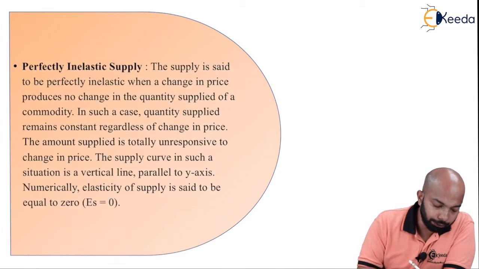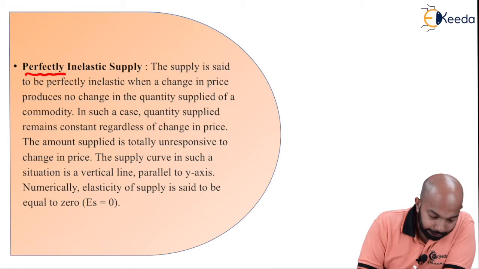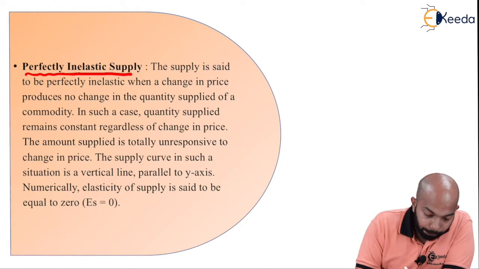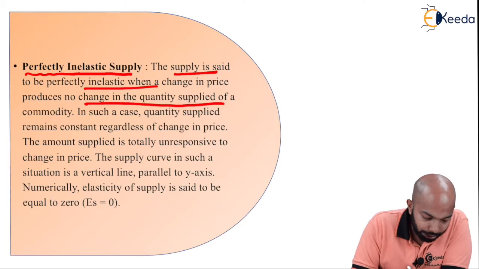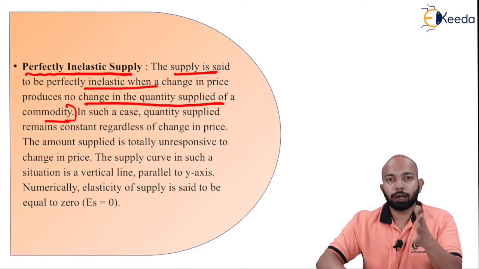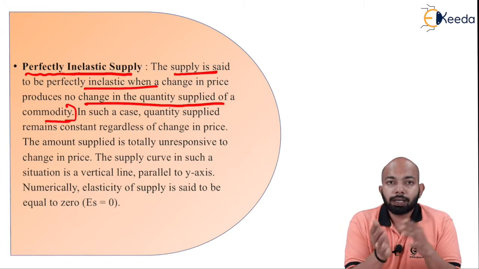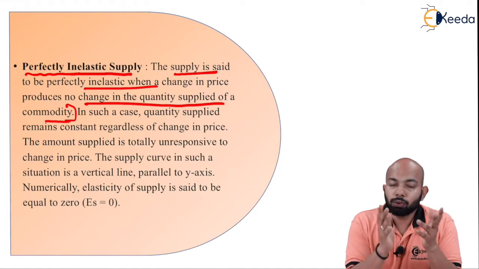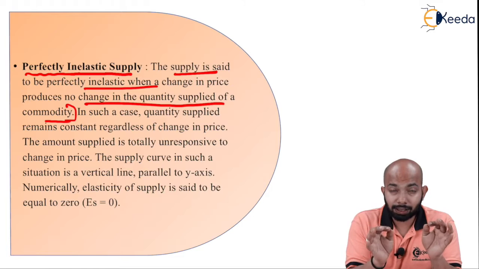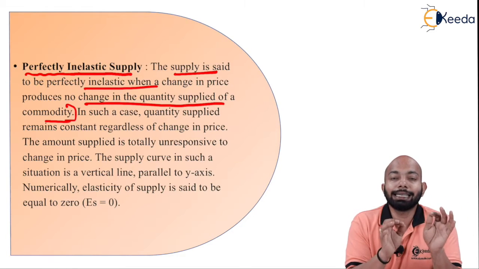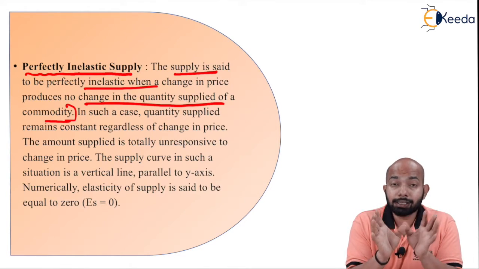Now, the next concept refers to perfectly inelastic supply. The supply is said to be perfectly inelastic when the change in the price produces no change in the quantity supplied of the commodity. It makes no difference. So basically, you increase the price, you decrease the price, the quantity supplied is going to be the same. It makes no difference at all. If this is the situation, it is perfectly inelastic supply. Hence, it is termed as inelastic.